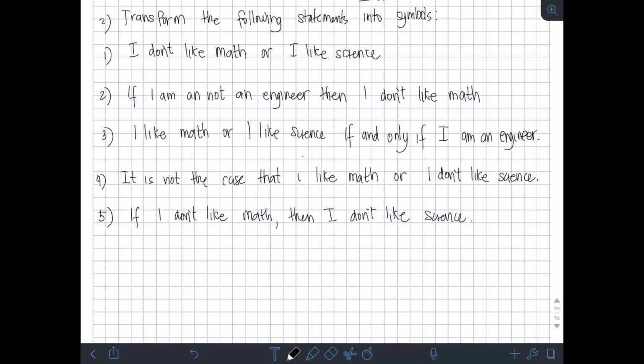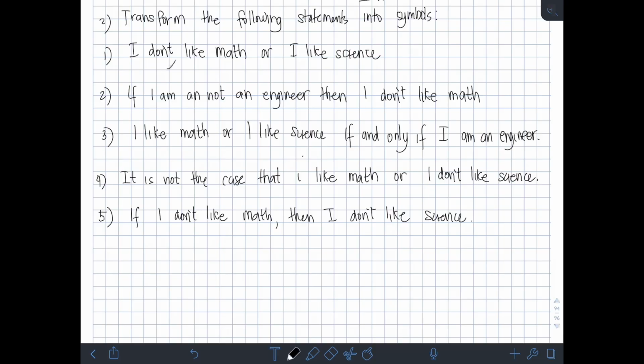Okay? Next, we have number 2. Transform the following statements into symbols. Okay, so this time, baliktad naman. Meron tayong given words, itatransform naman natin into symbols. So, ganun pa rin gagamitin natin na P, Q, R. Okay? So, 1, I don't like math or I like science.